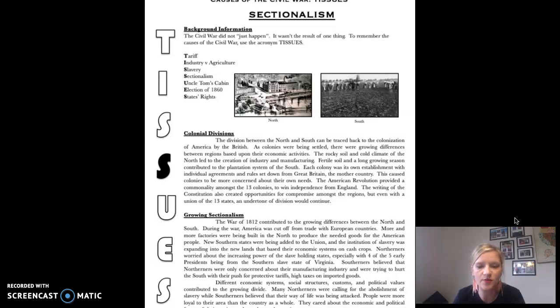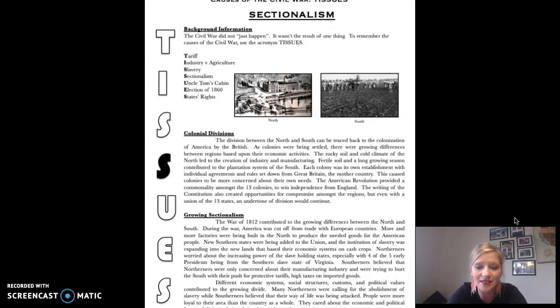New southern states were being added to the Union, and the institution of slavery was expanding into the new lands that based their economic systems on cash crops. Northerners worried about the increasing power of the slaveholding states, especially with 4 of the 5 early presidents being from the southern slave state of Virginia. Southerners believed that Northerners were only concerned about their manufacturing industry and were trying to hurt the South with their push for protective tariffs, high taxes on imported goods.